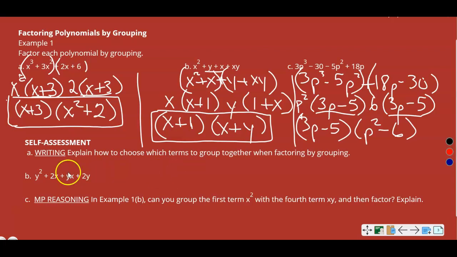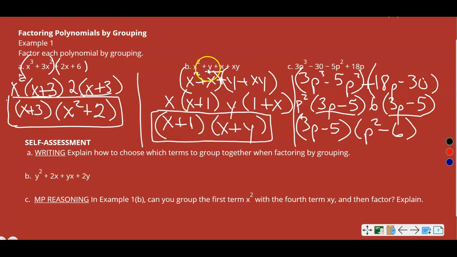All right, hopefully you took time to work on this by yourself. So let's see how you did. All right, A part says writing: explain how to choose which terms to group together when factoring by grouping. If you remember, I started with B part to just put parentheses around it and try to group it.